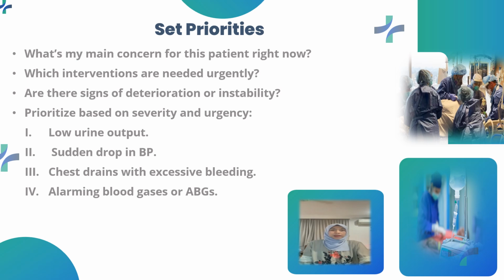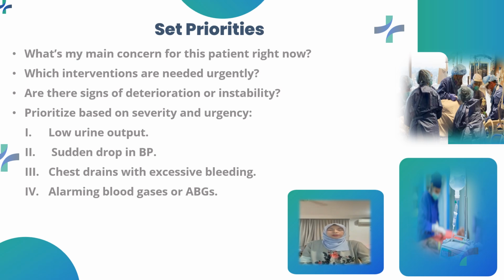Another question here is, which interventions are needed urgently? So the next question really talks about our prioritization. This is based on our concerns. We must decide what we need to do. This is about immediately versus what can wait.